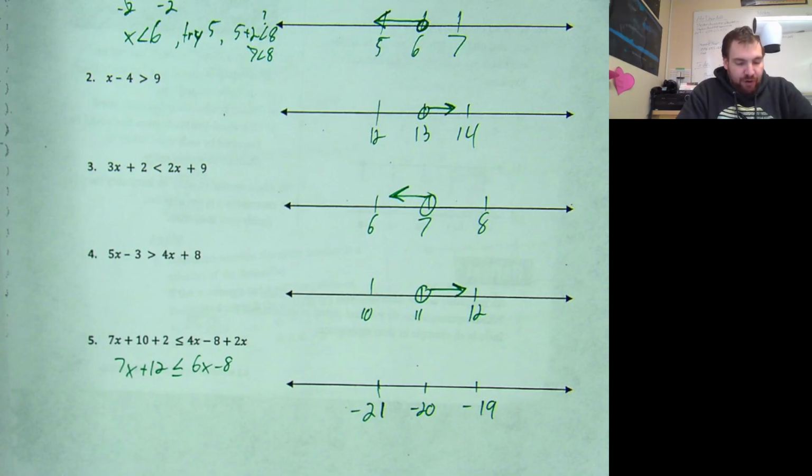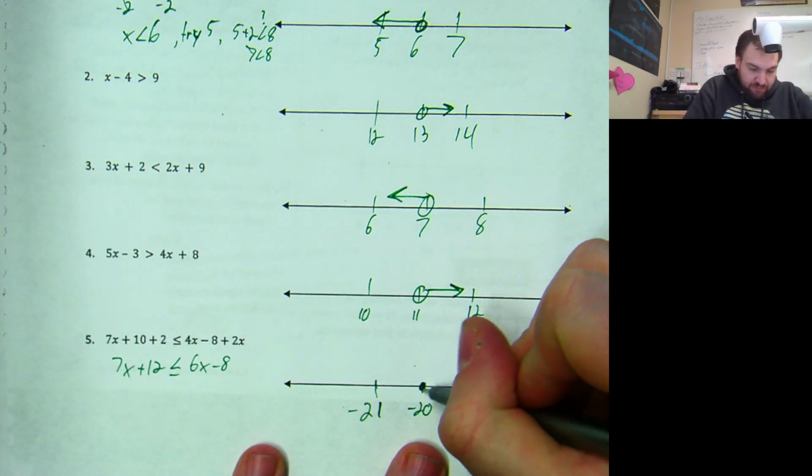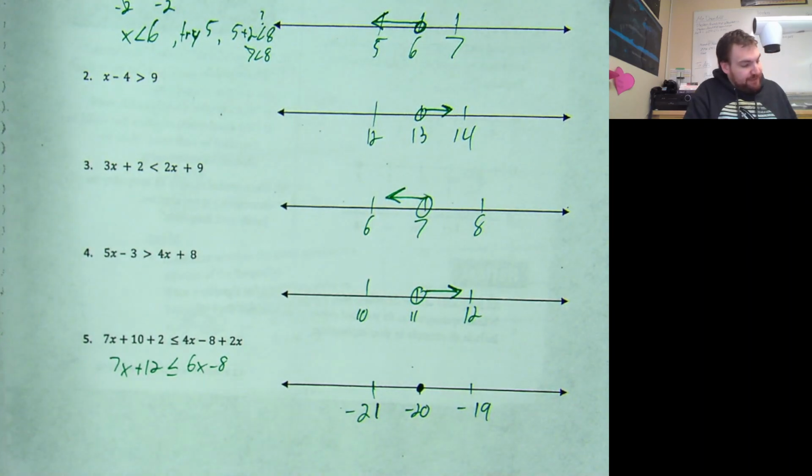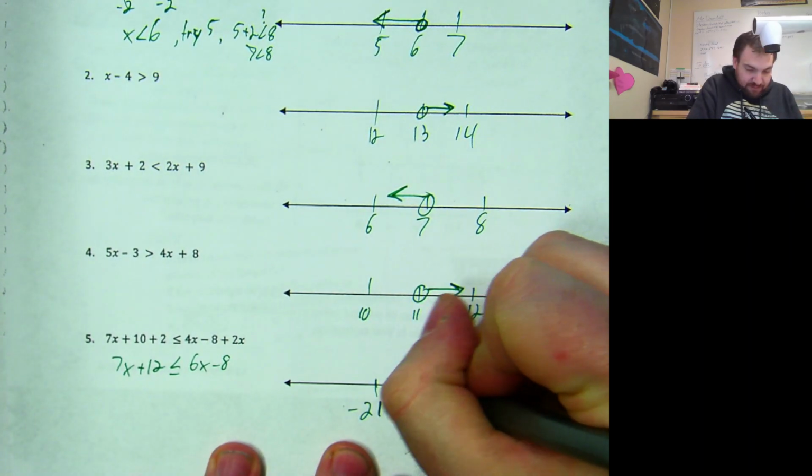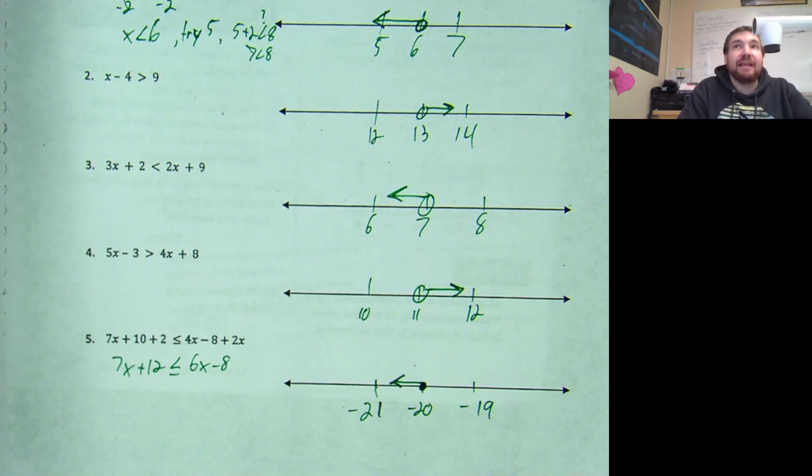And Angel, keep going. Finish us off. This last one here. Closed circle on negative 20, I'm assuming, with the arrow going to the left. Love it. Okay, does anyone want to see any of those further? Click once, twice, thrice. Sold.